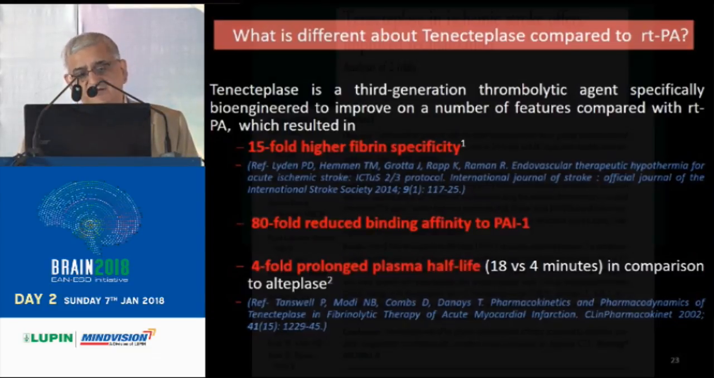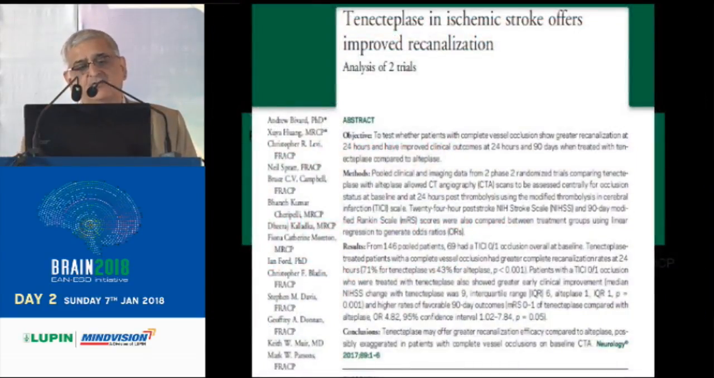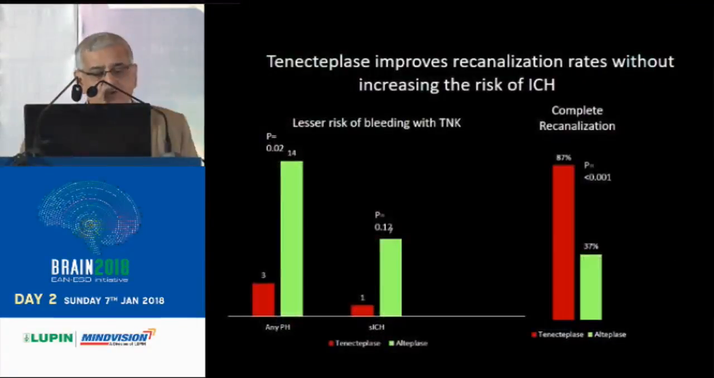And there are studies which have come in standard journals like Neurology, and they have shown, based on the pooled analysis of 2 major studies which have been done, that tenecteplase causes less parenchymal hemorrhage. As you can see, the red one is tenecteplase, the green one is alteplase. It causes less parenchymal hemorrhage, and also it causes more recanalization, as you can see here. In fact, there are some studies which have shown that the recanalization caused by tenecteplase is almost equivalent to the mechanical endovascular method.